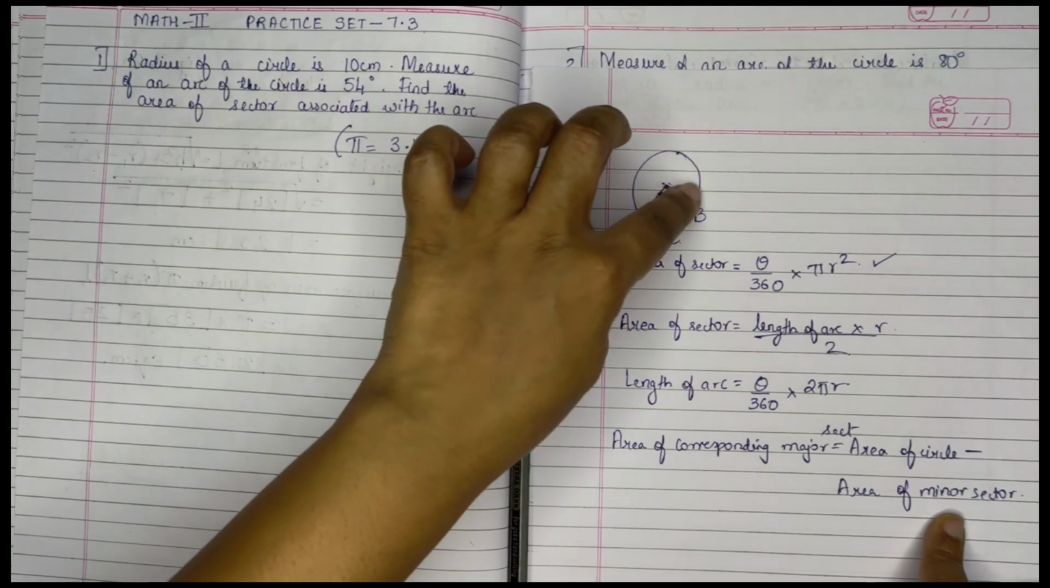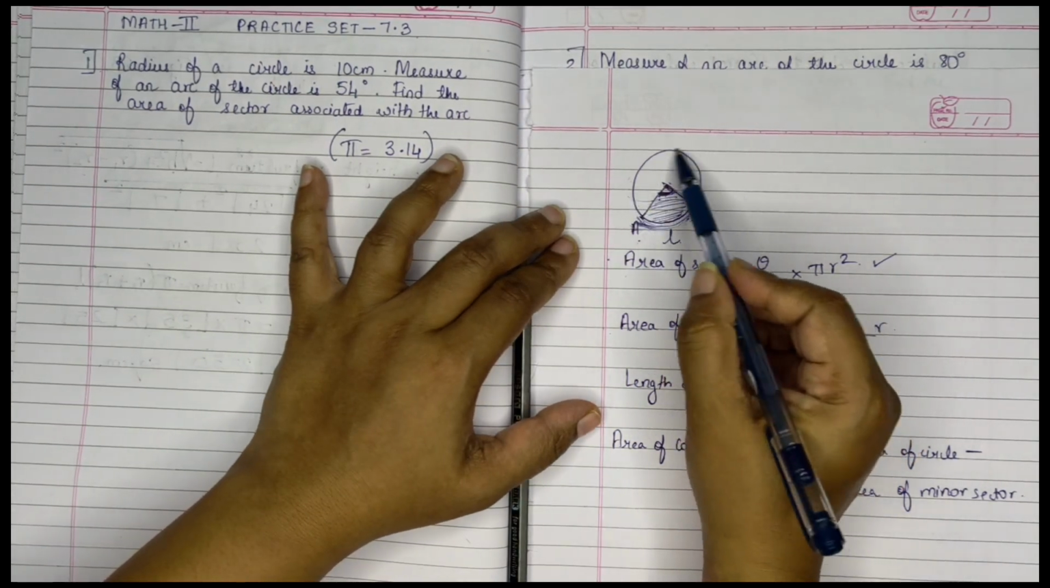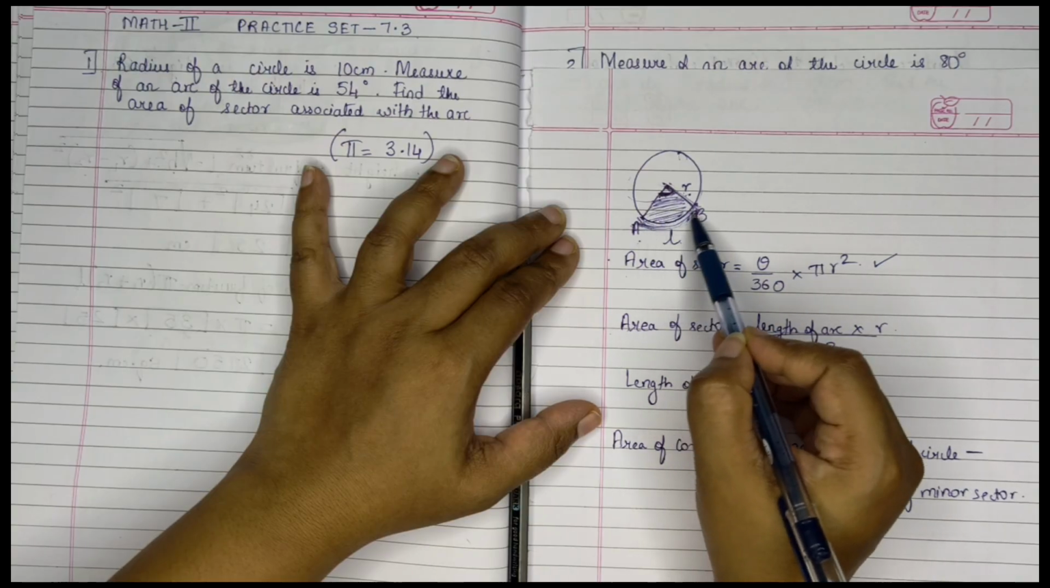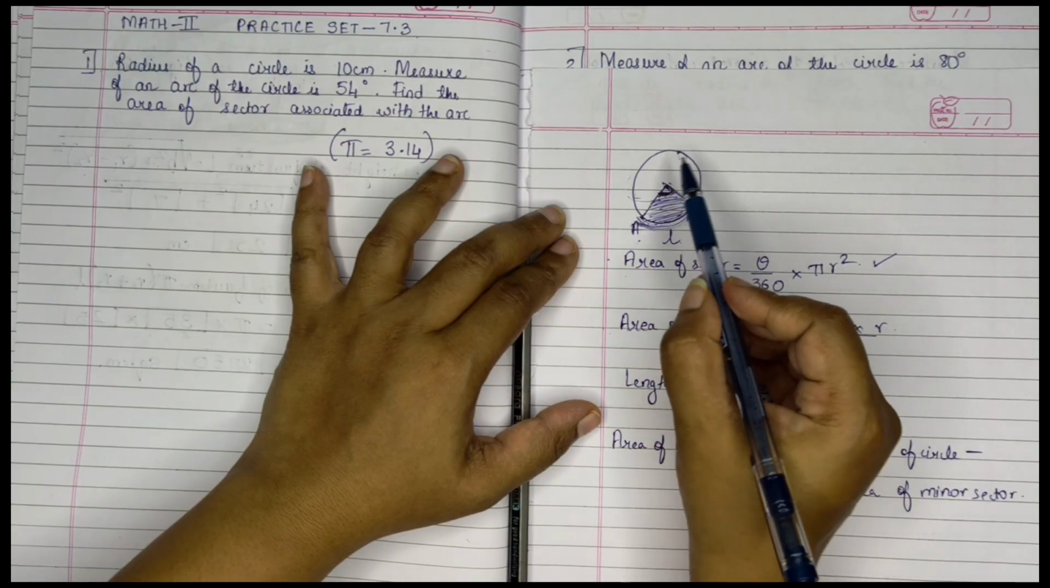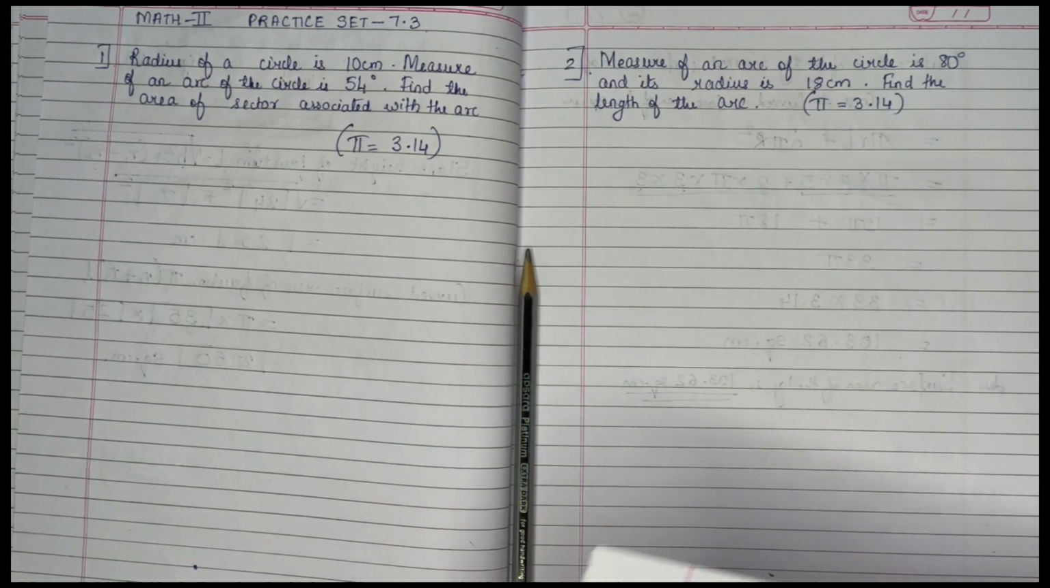Understood? Suppose this is the major sector. So major sector, how will you find? First find out the area of circle and then minus minor sector. You will get the major sector. Understood? So these formulas are required for doing this practice set. So let's start with the first sum.